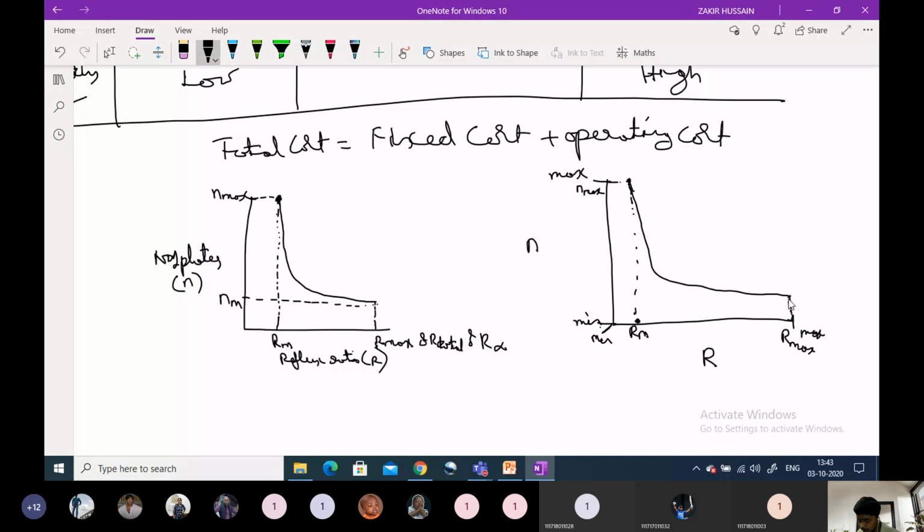Then the corresponding value for the maximum reflux ratio we will get on the y-axis, it is N minimum. N minimum is nothing but the number of plates is minimum. From this graph we can say that at minimum reflux ratio the number of plates required will be maximum. At maximum reflux ratio the number of plates required will be minimum. Is it okay?